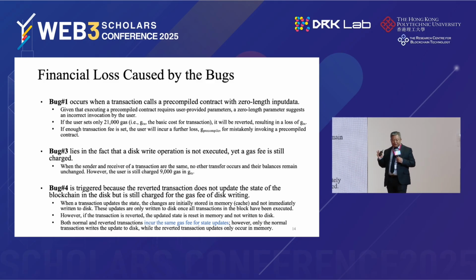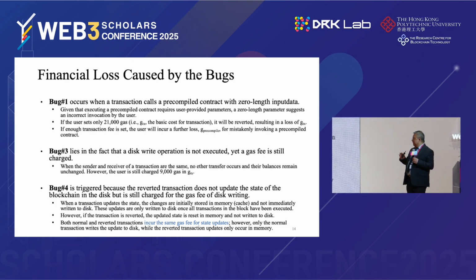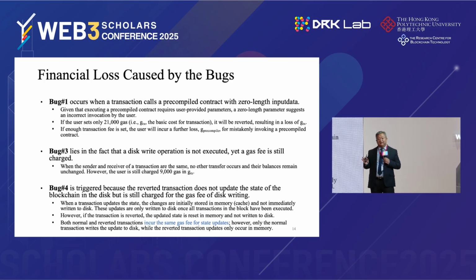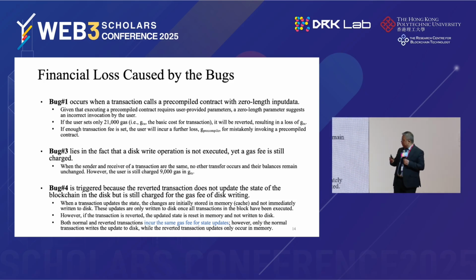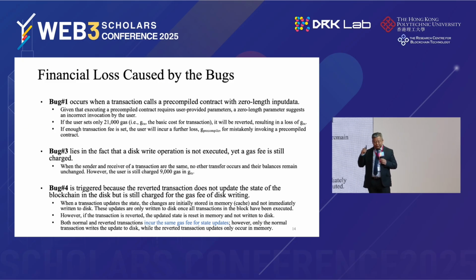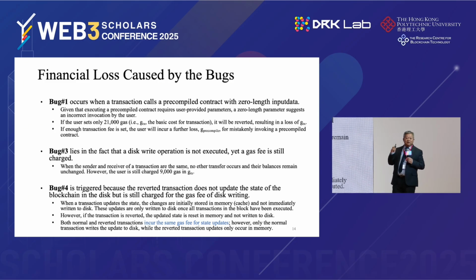So nowadays, when a transaction updates the state, the changes are initially stored in memory due to the cache mechanism introduced by Ethereum. And they will not be immediately written to disk. And the updates are only written to disk once all the transactions in the block have been executed. However, if the transaction is reverted, the updated state will be reset in memory and not written to disk. So in this case, both the normal transaction and the reverted transaction will incur the same gas fee for state updates. But only the normal transaction will write the updates to the disk.